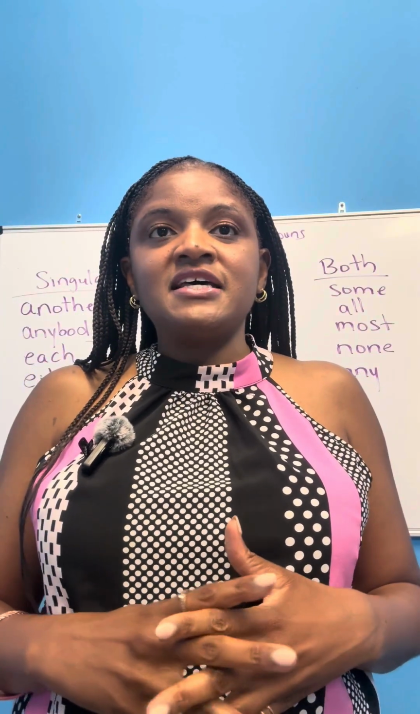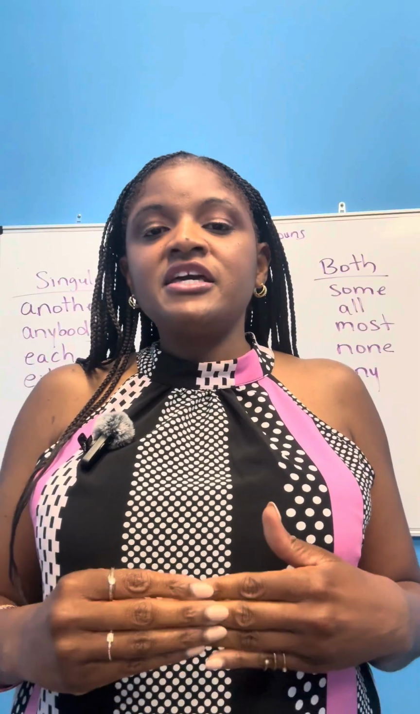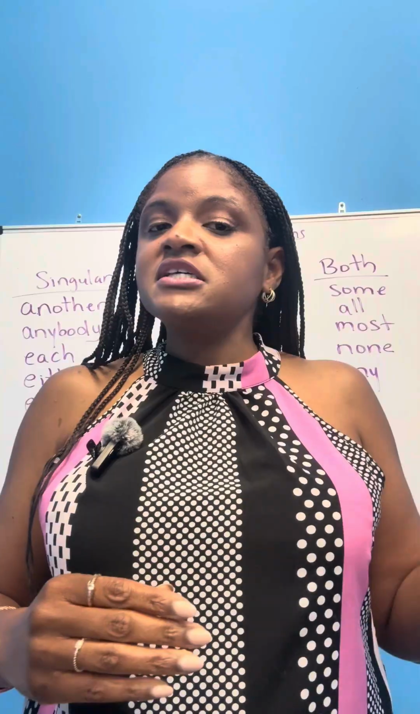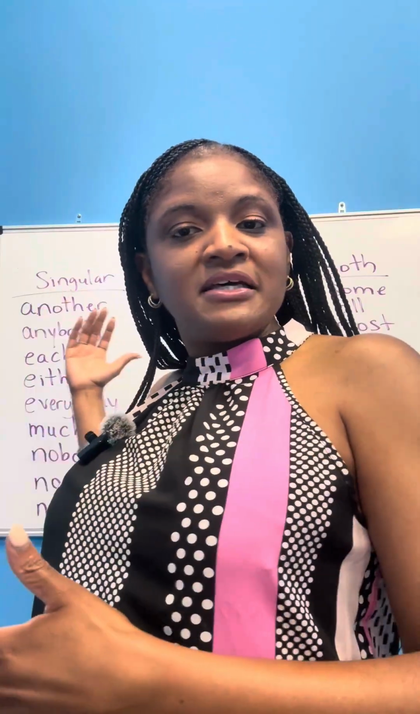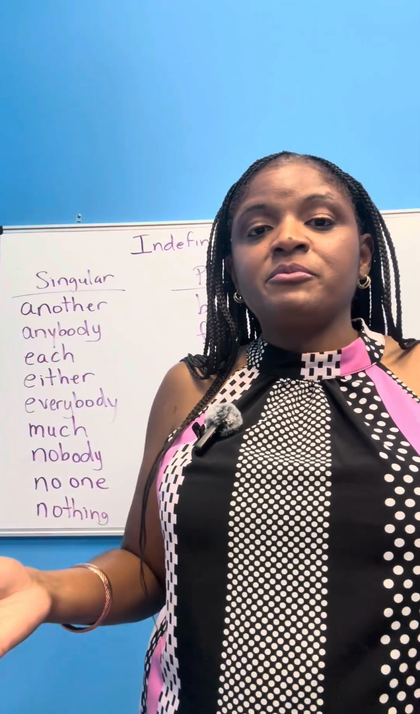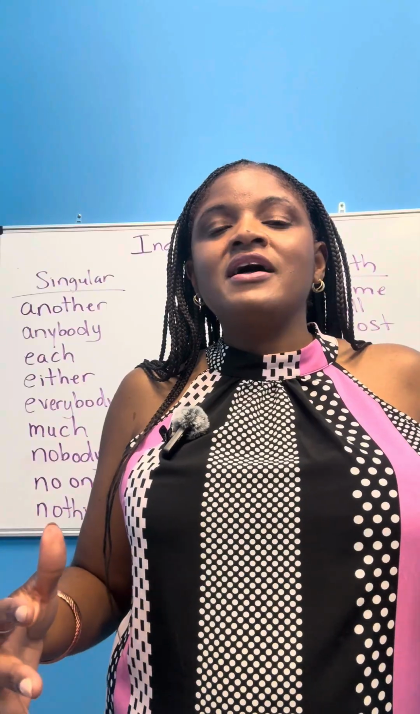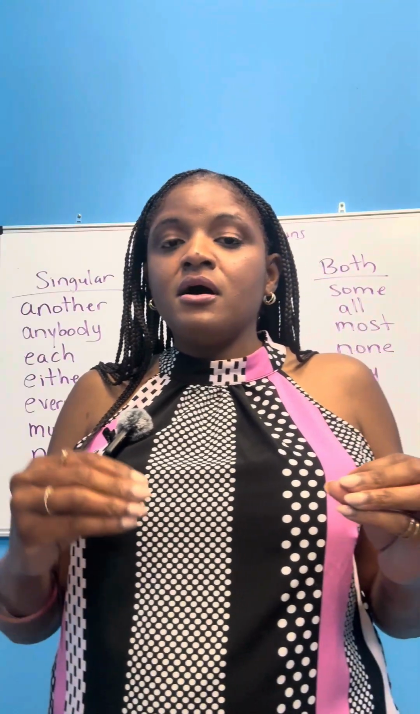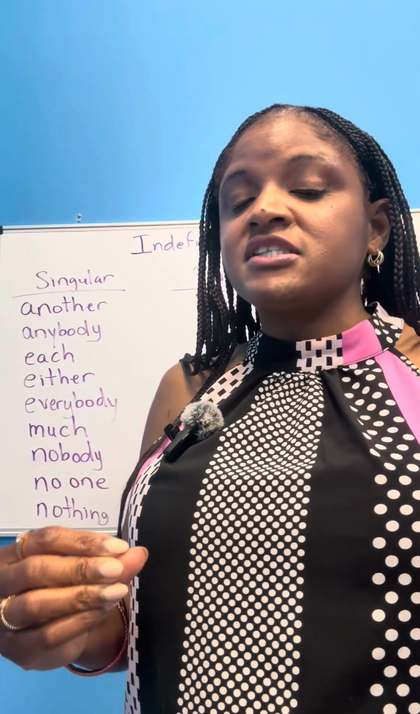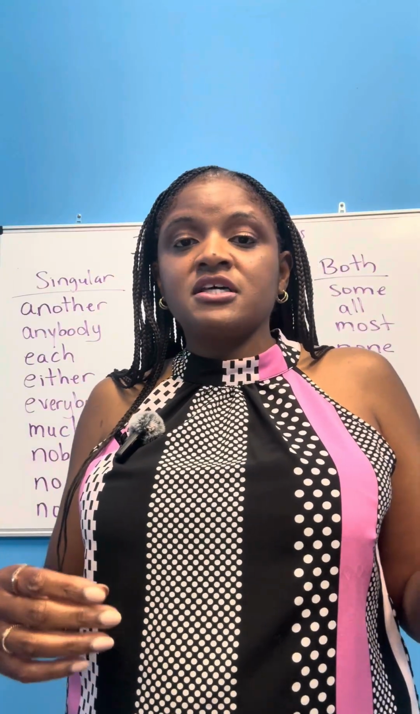So let's practice. If you have a sentence that says, "Each of the books is on the shelf." What is the indefinite pronoun? All right, you can look at my list. It is each. Each is a singular indefinite pronoun. So although it says each of the books is on the shelf, you're not looking at books as the subject of your sentence. So it is each, and each is singular, so it's going to be the singular verb is.